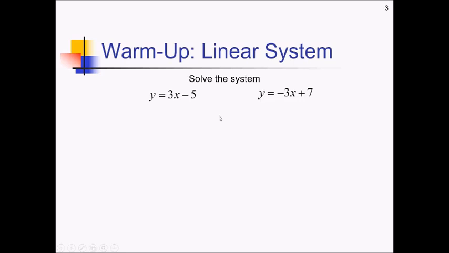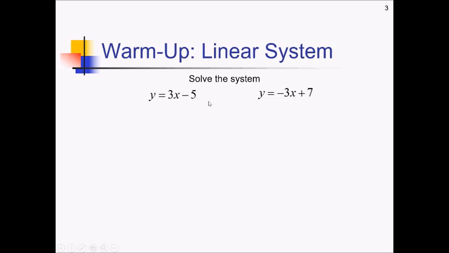So with linear equations, we have lots of ways of solving the system, either with substitution or elimination, and we could graph these as well. I'm going to use substitution here. So I see that y equals 3x minus 5 and y also equals negative 3x plus 7. Well, if y equals both of those things, then 3x minus 5 and negative 3x plus 7 must also equal each other.